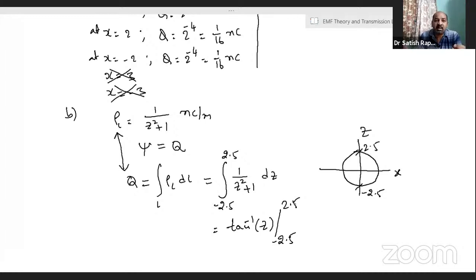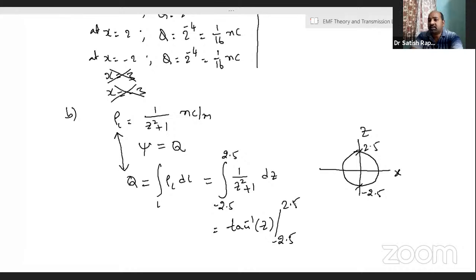So this is how we can calculate total flux leaving any surface. It may be a line, it may be a sphere, it may be anything, it may be a plane. So any surface we can calculate the total flux leaving, and applications.